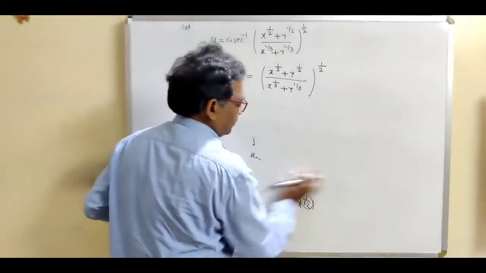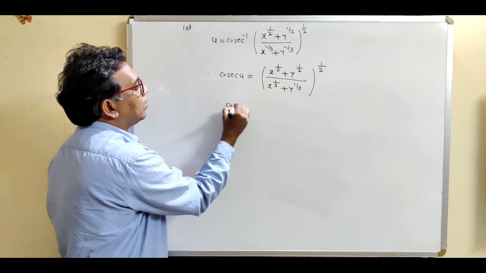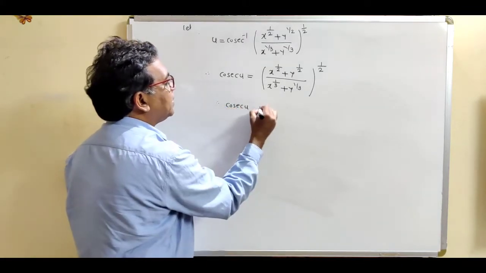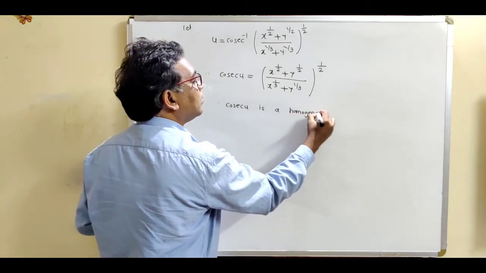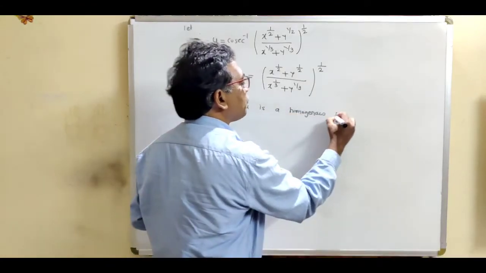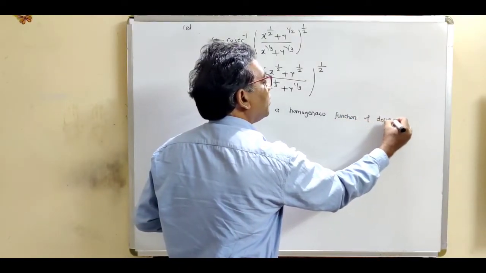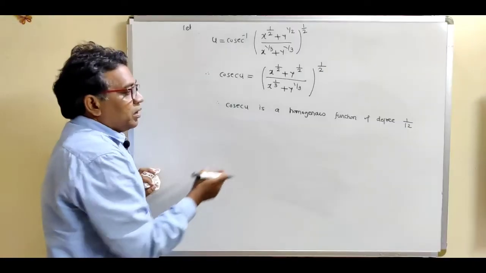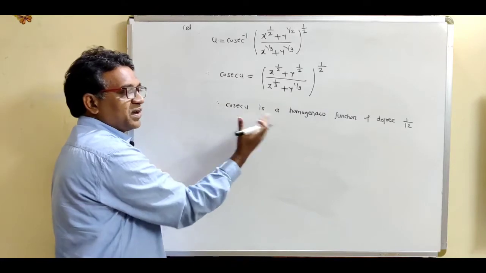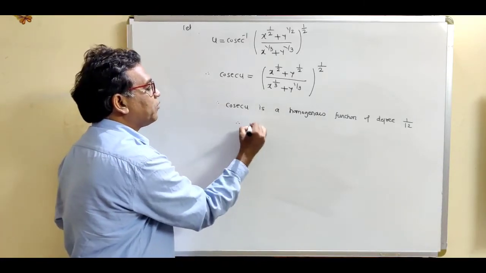Therefore cosec u is a homogeneous function of degree 1 upon 12. Now this is a homogeneous function, that means we can apply Euler's theorem. So use Euler's theorem. What is the statement of Euler's theorem?